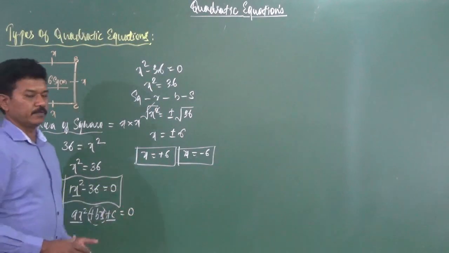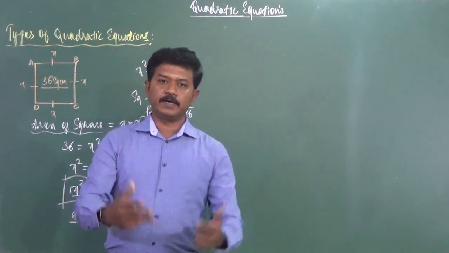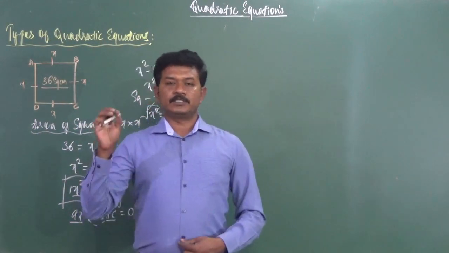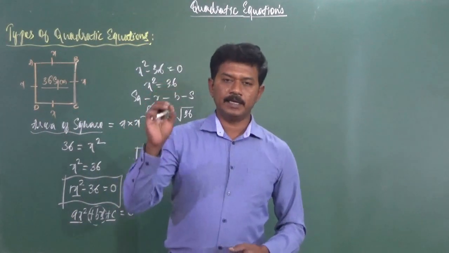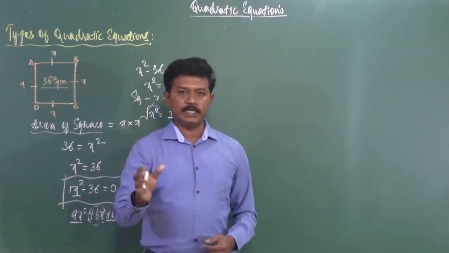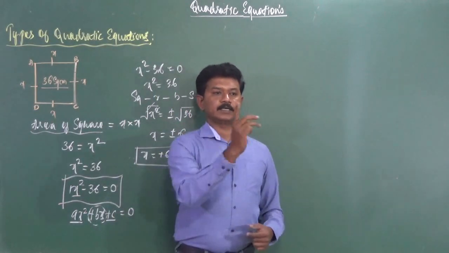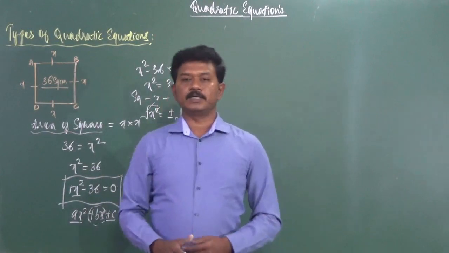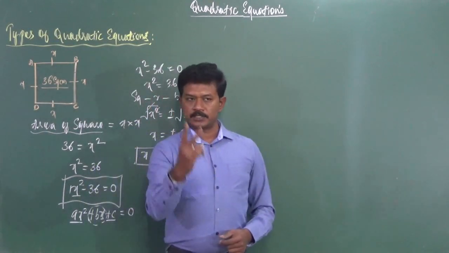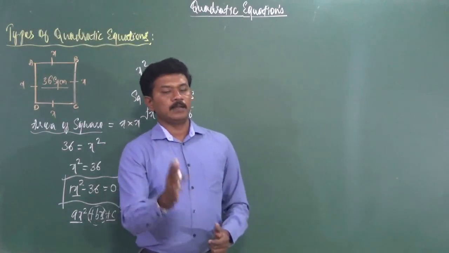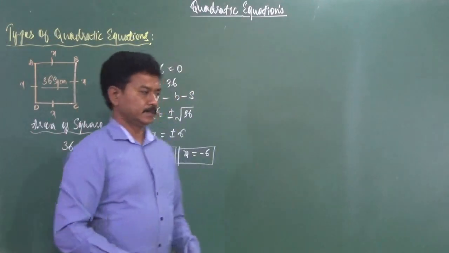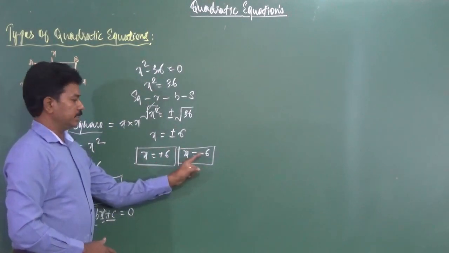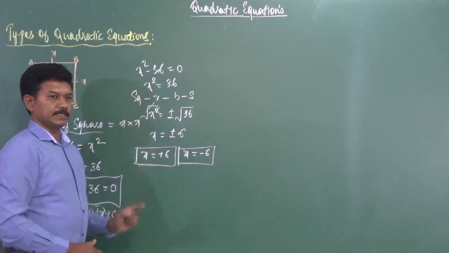So, what is the definition for a pure quadratic equation? How can we define a pure quadratic equation? It's very simple. A quadratic equation where the variable exists in degree 2 only is called a pure quadratic equation, right? So, next point is, when we solve a pure quadratic equation, we are going to get two roots, no doubt in that. They are equal but opposite in sign. So here you can see it is plus 6 and minus 6.